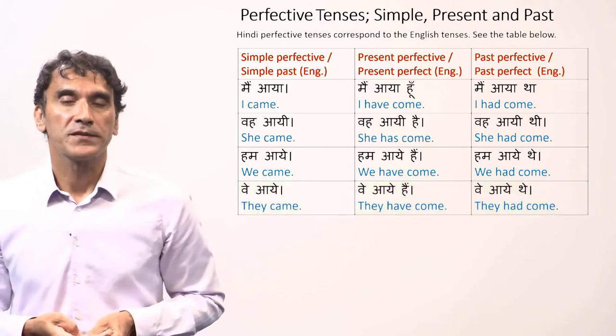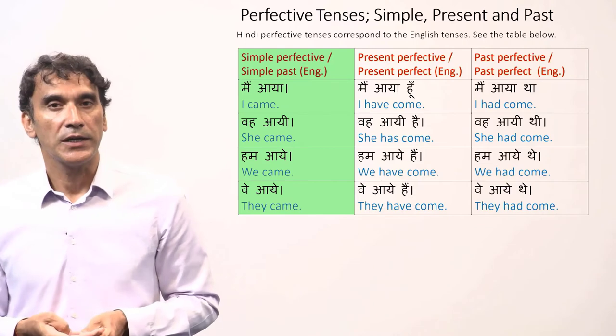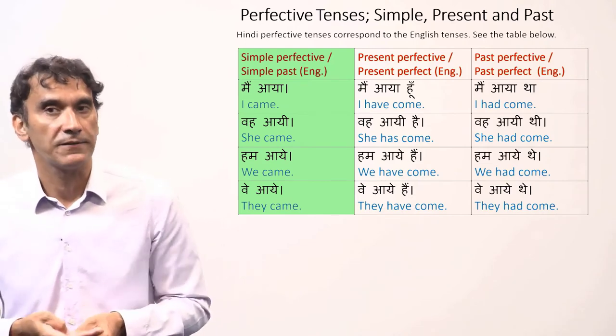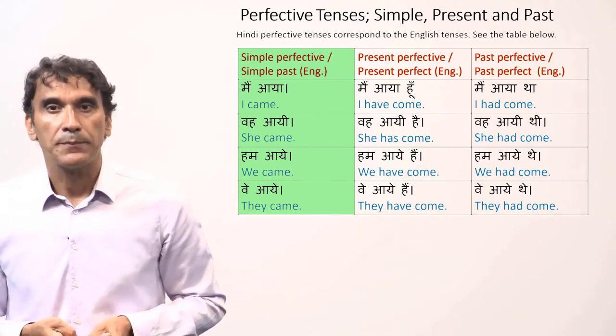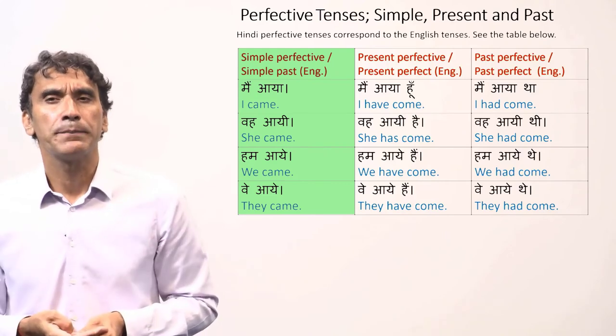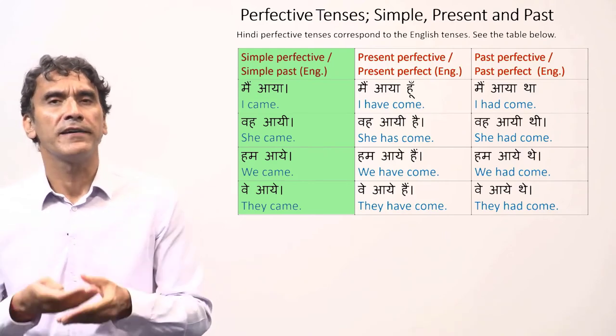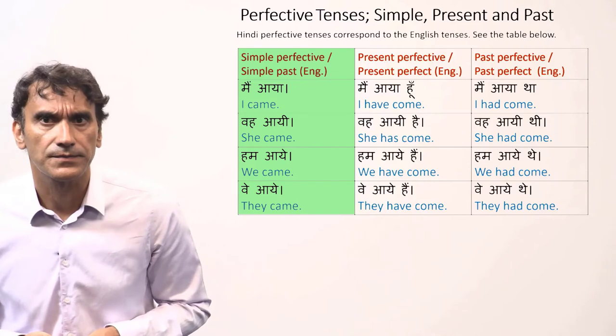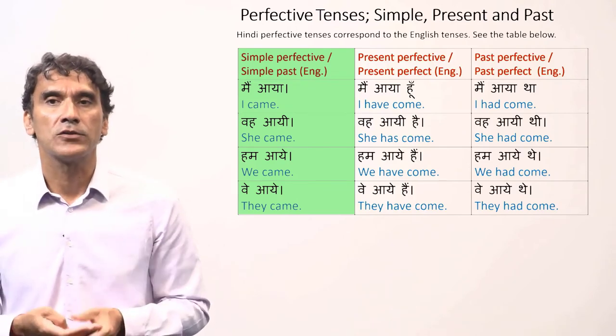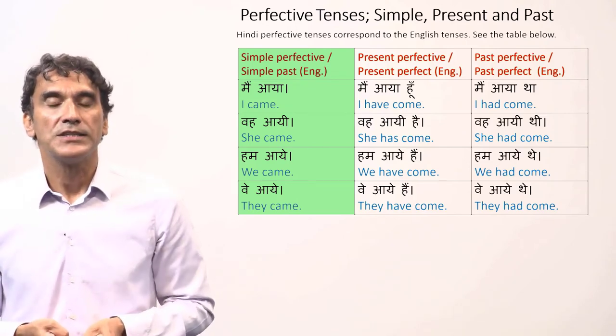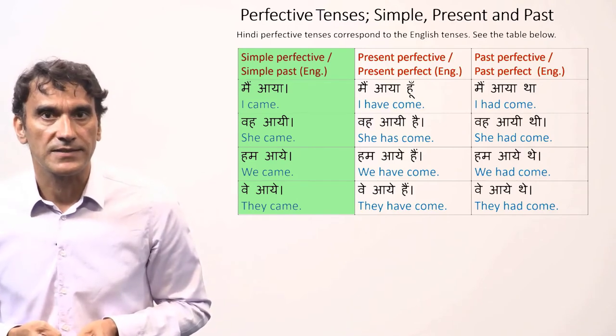Keep in mind, most of the time the simple past will be used. You will most frequently use the tense in the first column. The present perfect and the past perfect are very precise tenses, and they occur very rarely in everyday conversation. So always try to stick to the simple perfective. Just use participle for the past tense.